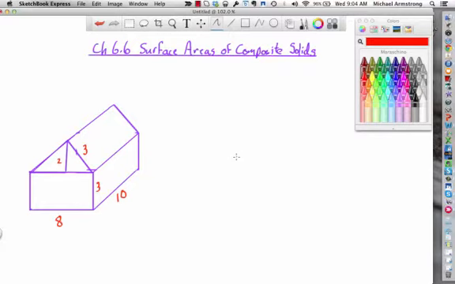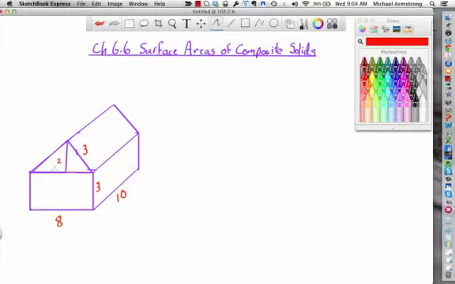Okay, here we go. Surface area of composite solids. Composite just means more than one put together. And so we have sort of a triangular prism and a rectangular prism put together here to make one solid that kind of looks like a house. And it has not been drawn perfectly.